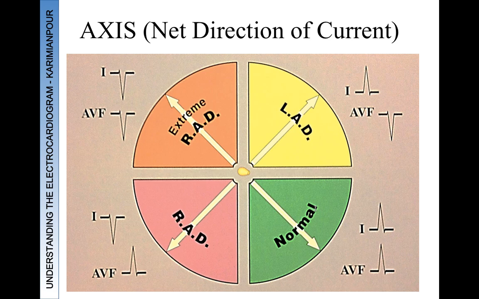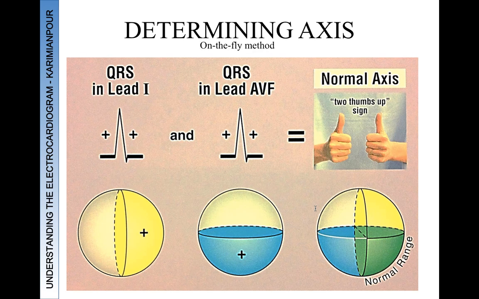And so we can use these two leads to help us determine what the axis of the heart is generally. There are several caveats to it, and we'll go over that. But the two thumb technique is what essentially we can use for limb lead 1 and AVF. So if it's positive in 1, it means the net direction of the electrical current is to the left. If it's positive in AVF, it means it's down towards the feet. So if it's to the left and down towards the feet, it falls within 0 to positive 90 degrees. So it's within the normal axis.